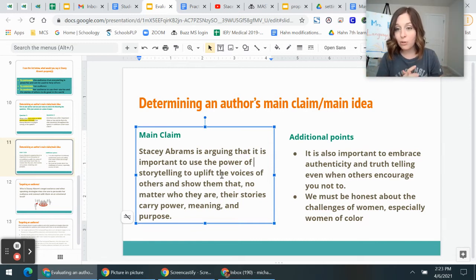But she did make a few other points. So here are the additional points that I wrote down. She also said it's important to embrace authenticity and truth-telling, even when others encourage you not to. She gave that story of how she was told to not embrace her natural hair and to change her appearance, but she had to embrace authenticity. She had to tell the truth. Second, she said that we must be honest about the challenges of women, especially women of color, and she's faced some of those challenges as a woman in politics.